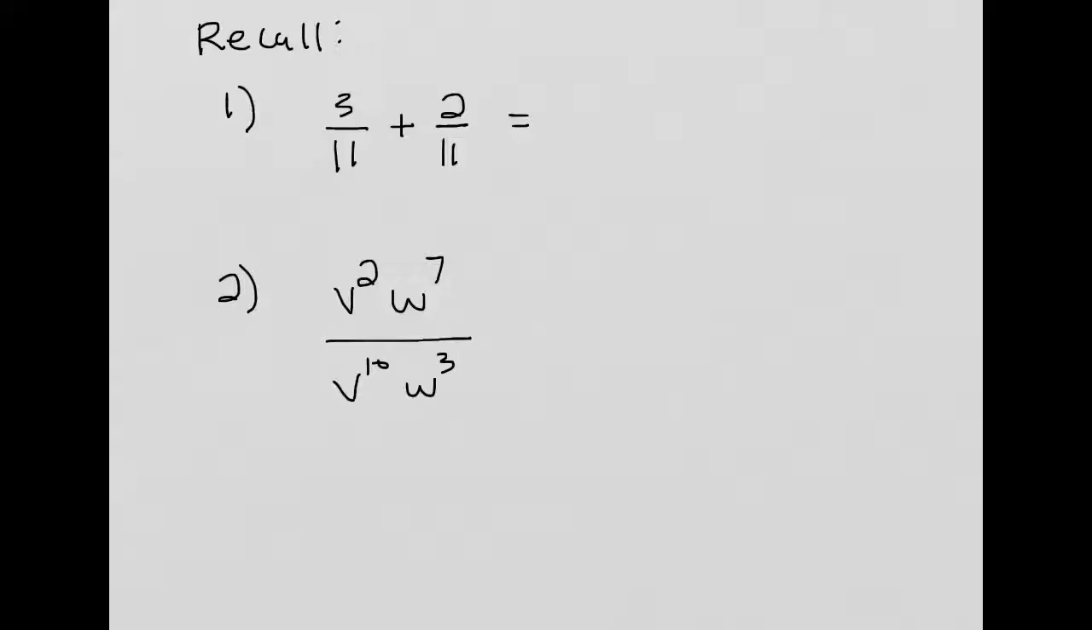So if I add 3/11 plus 2/11, note that in my answer, my denominator is going to stay the common denominator, which is 11. And the way that I get my numerator is I just add the two numerators together. So in this case, I would have just 3 plus 2, or 5, over 11.